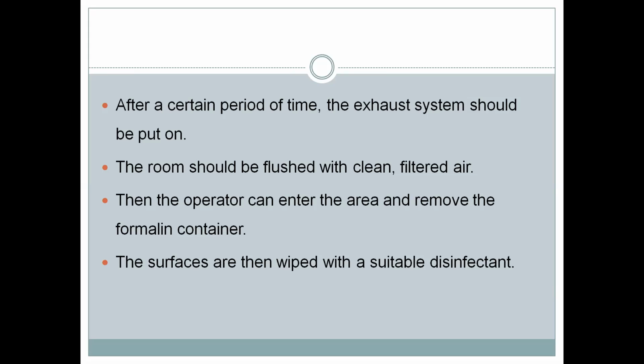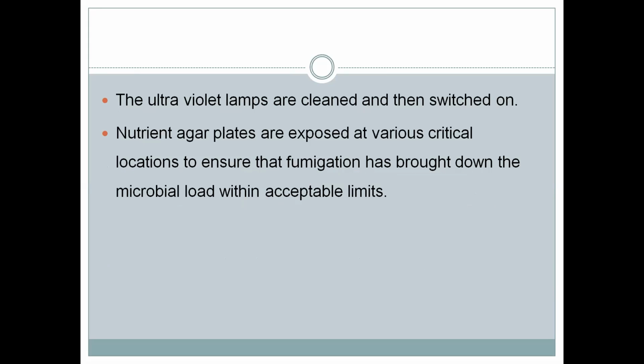After a certain period of time, the exhaust should be put on. The room should be flushed with clean filtered air. Then the operator can enter the area and remove the formalin container, the stainless steel container with perforated lid. Surfaces are then wiped with a suitable disinfectant. Then UV lamps are cleaned and switched on.